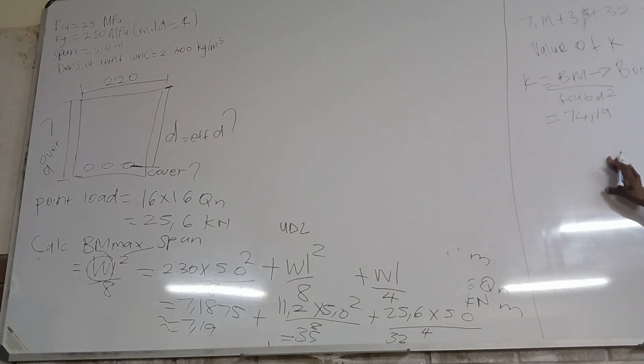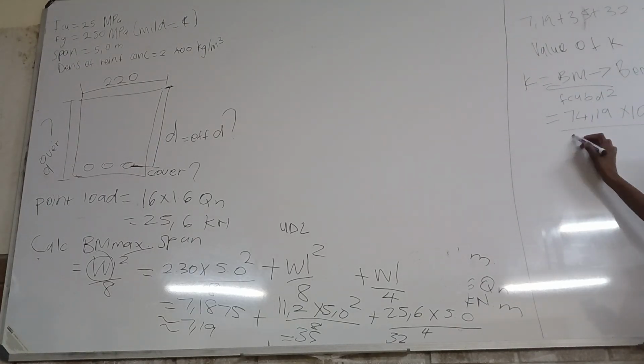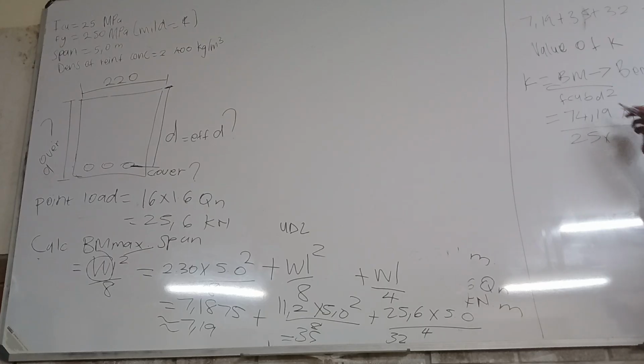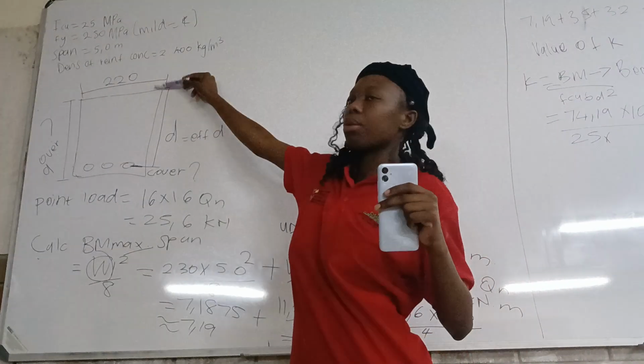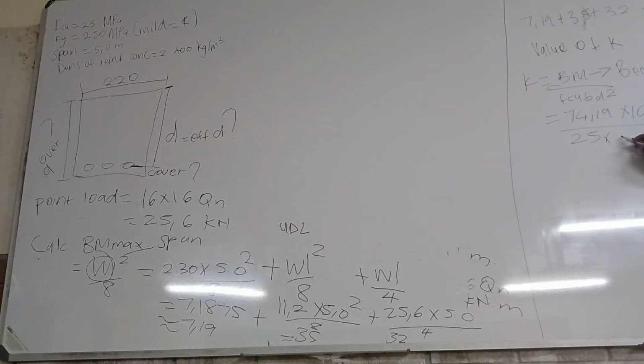74.19 times 10 to the power 6. And then fcu? 25. fcu is the concrete strength from the data, so it's 25. And then b, the breadth, which is 220. So it's 220.